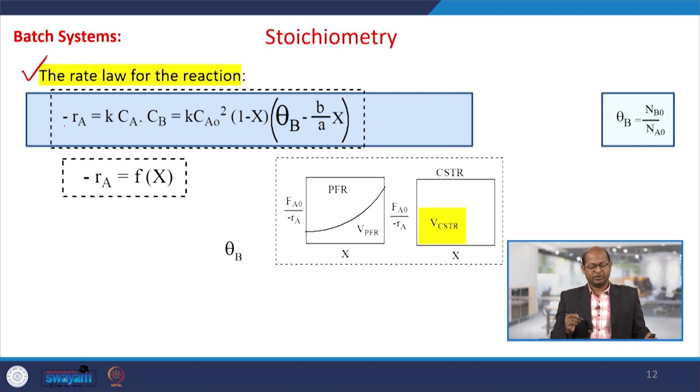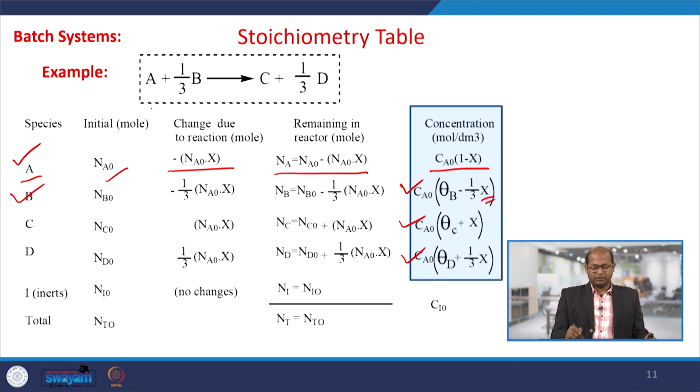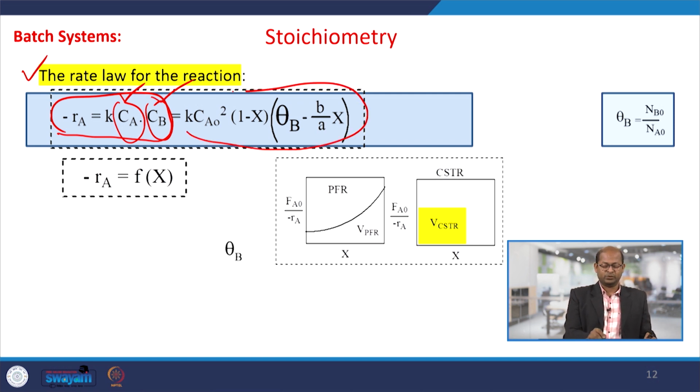The rate for a reaction we can usually write as minus r A equals k into C A into C B. k is the reaction rate constant, C A is the concentration of component A, and C B is the concentration of component B. Now we know the C A and C B values from the stoichiometry table. So we can substitute these two terms in this rate equation. After rearranging, we will get this.